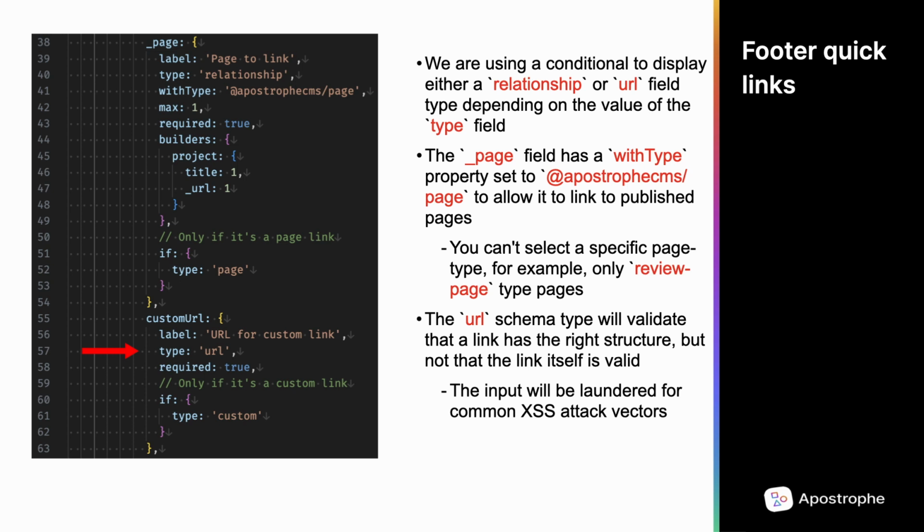This is the first time that we're using a URL schema field type. It will validate that a link has a valid protocol, like HTTPS, but it won't check that a link is functional before the editor can save the array. It does sanitize the input to remove common XSS attack vectors.